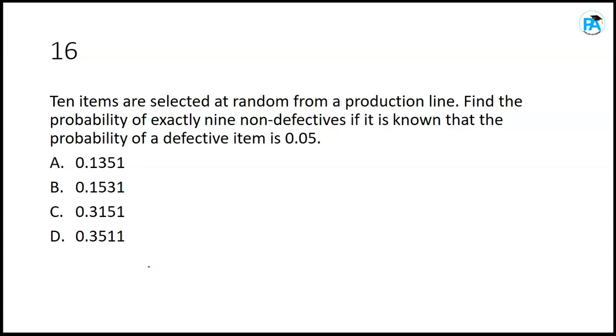So let's proceed to question 16. Question 16 says, 10 items are selected at random from a production line. Find the probability of exactly 9 non-defective, if it is known that the probability of a defective item is 0.05. To solve this, there's how many items? 10 items. So our n is 10.